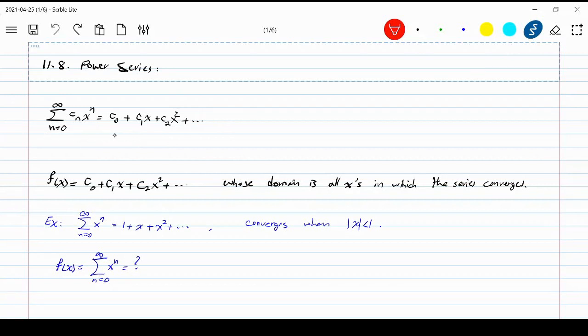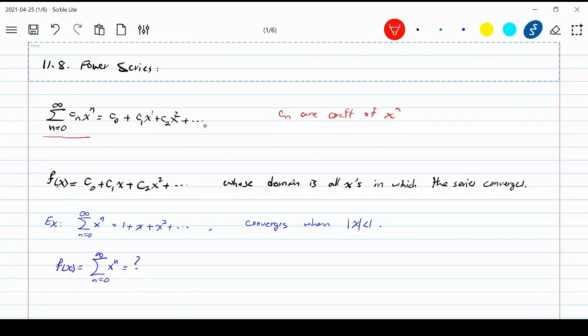So if we have the expansion of the form Cn x to the power n, summation of n from 0 to infinity, which basically is C0 plus C1 x to the power 1 plus C2 x to the power 2 and so on. This represents a power series where Cn are coefficients of x to the power n. So x is our variable, and the coefficient is a constant, that Cn basically is the coefficient of that x to the power.